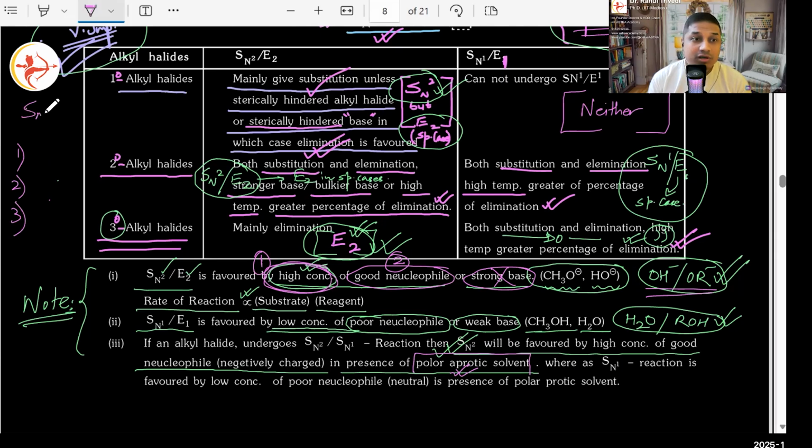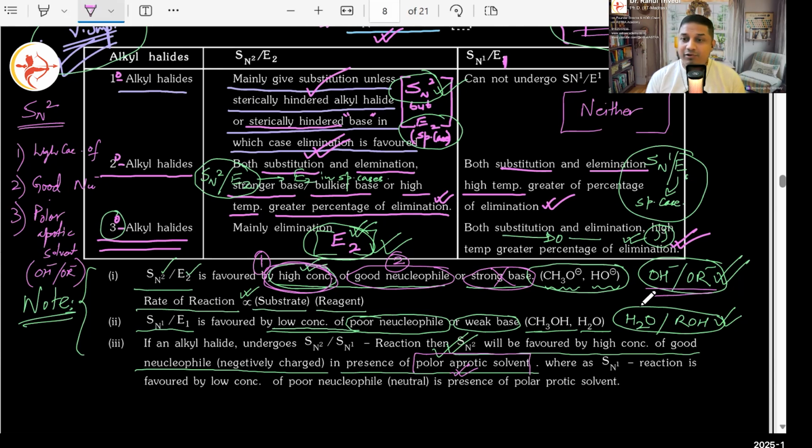For what? For SN2 to happen. What was the first condition? High concentration of good nucleophile. Correct? In polar aprotic solvent. In bracket, write down your OH minus, OR minus. Are we clear?